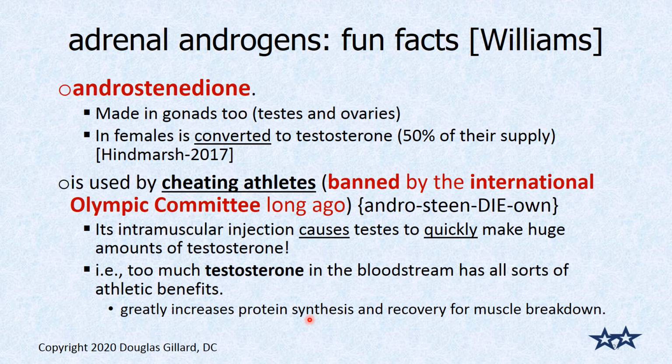It's banned now, but this was a cheating loophole where athletes wouldn't inject synthetic testosterone, but would inject the precursor, androstenedione. If you do an intramuscular injection of androstenedione, it quickly causes the testes or the ovaries to make really huge amounts of testosterone, and it disappears really quickly. For a long time they didn't think to test levels for the adrenal androgens. So that loophole is now closed, though.